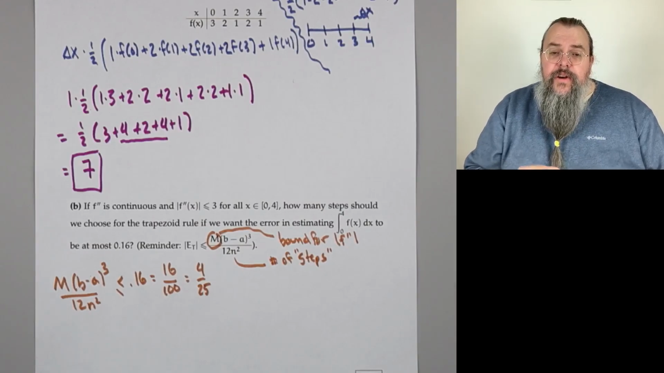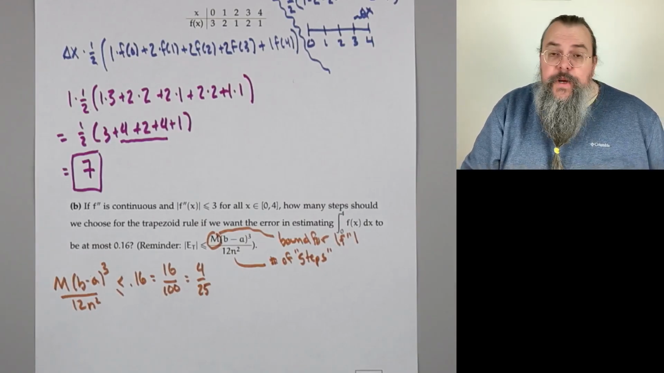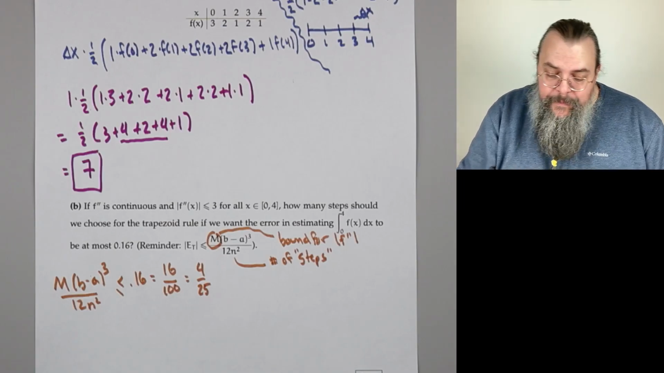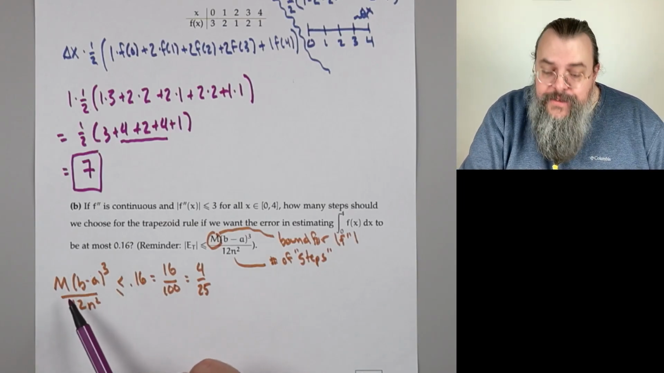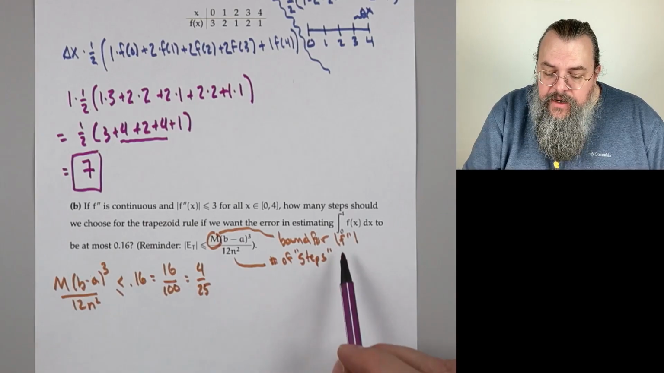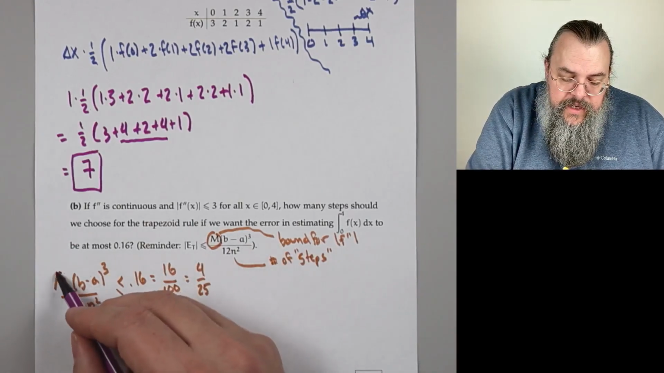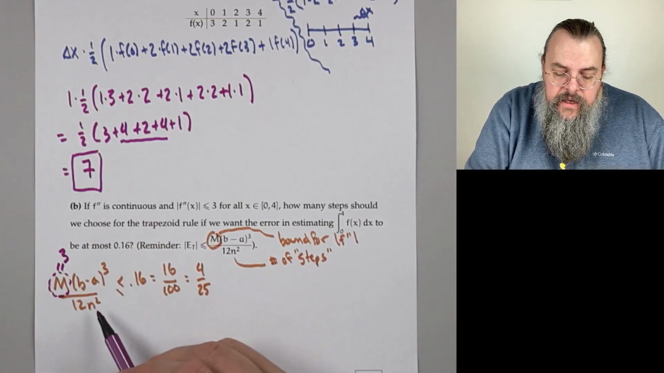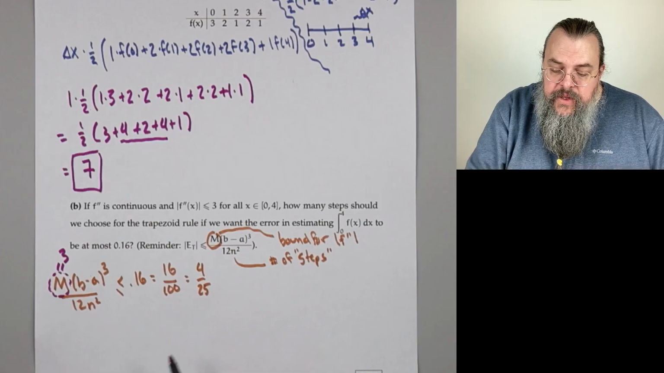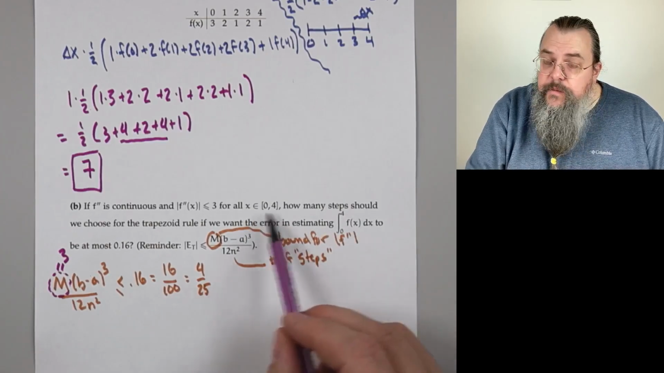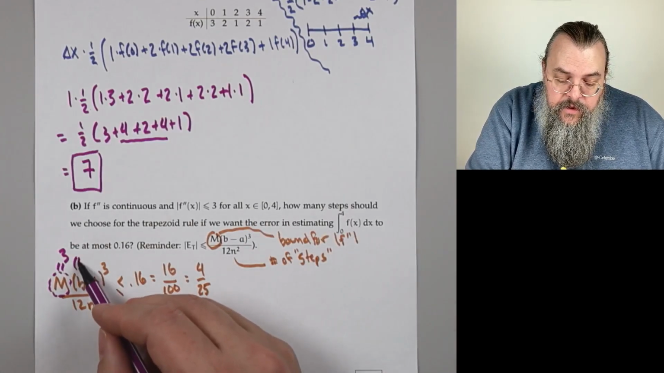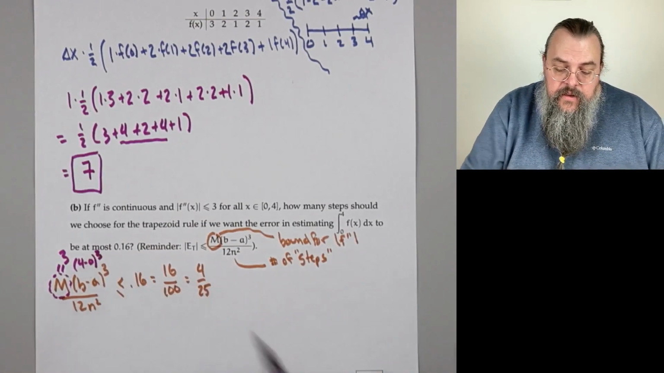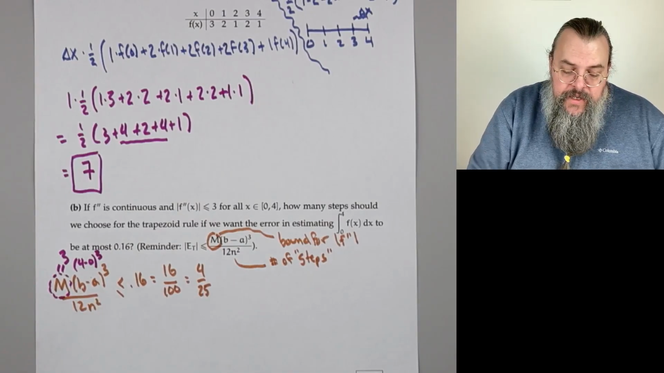Okay, so now let's fill in what we know. Because we know a lot of things. But in this case, what do we know? We know something about M. It's our bound for our second derivative, so this part right here is 3. And the b minus a, well, that's our 4 minus 0. Okay, good. So, updating, we need the following.